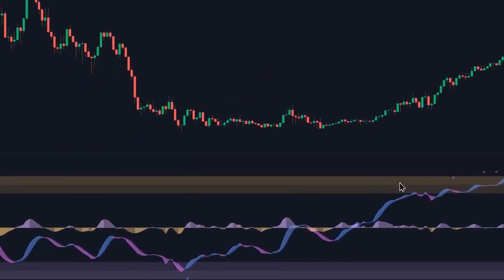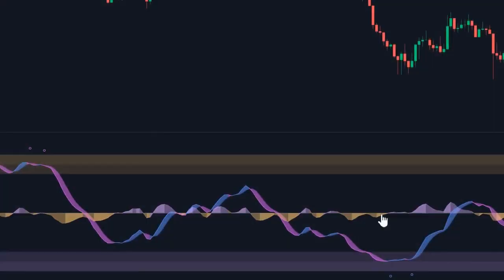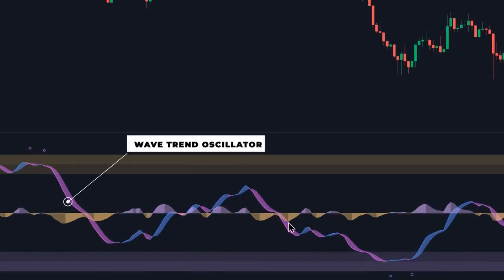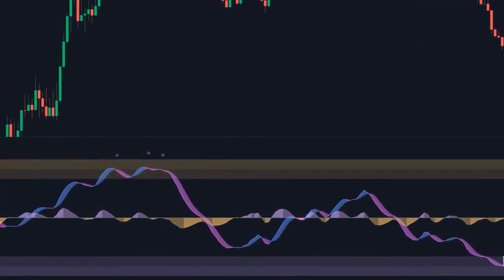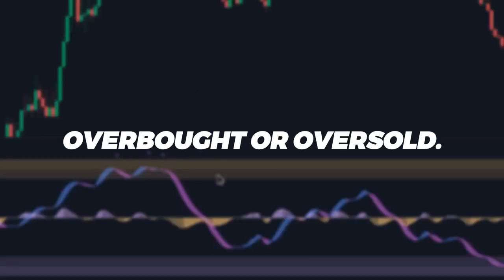Now, as you can see here, we have the histogram. Then this upper horizontal level is the overbought level. And this bottom horizontal level is the oversold level. Then this ribbon right here is called the WaveTrend Oscillator. And then we have these dots printed at the overbought and the oversold levels. These are used to indicate instances where the market might be overbought or oversold.